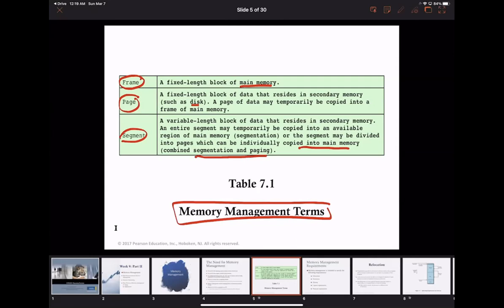So if we are talking about the main memory, any fixed length block in the memory is called frame. If you are talking about the secondary memory, like for example the hard disk, any fixed length block of data is called page. This is if we are talking about fixed lengths. If it is variable length, we will not call it page anymore, we will call it segment.